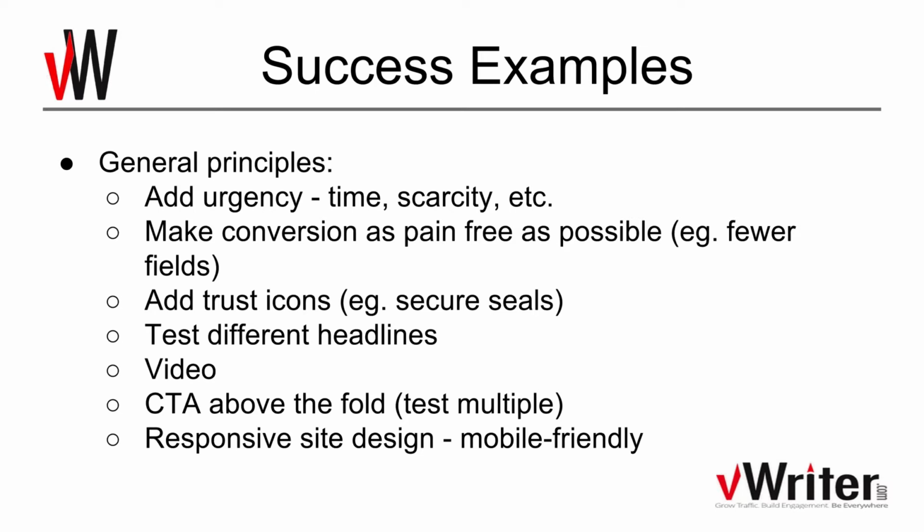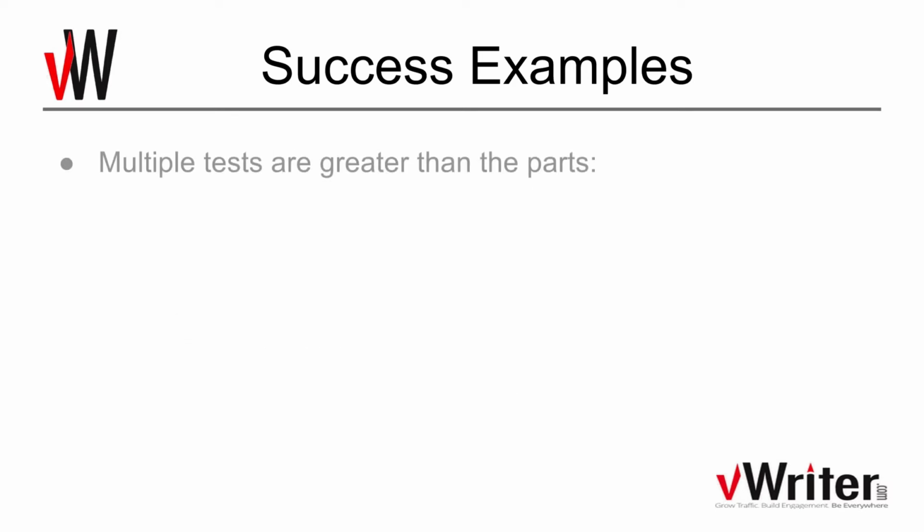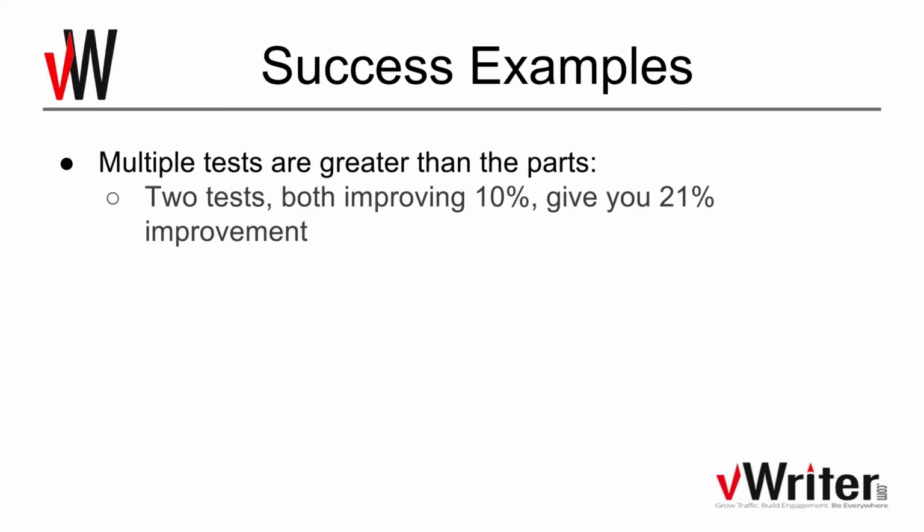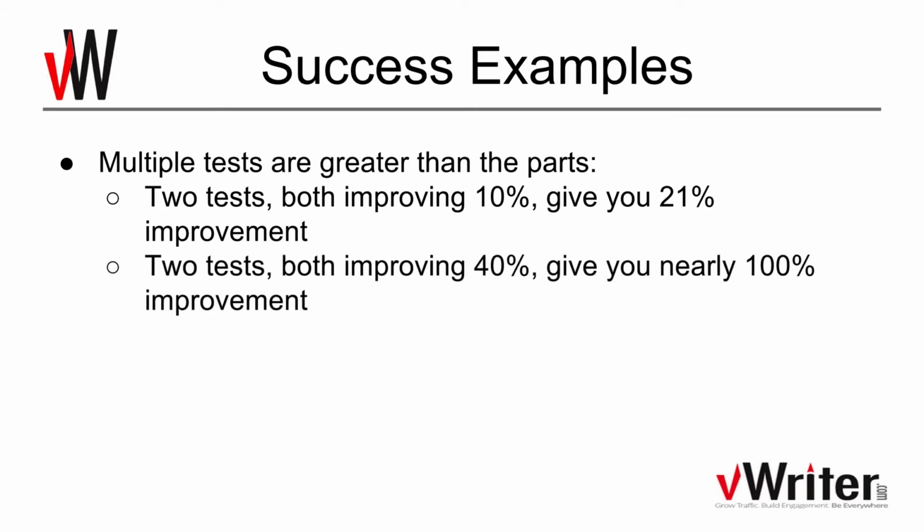And multiple tests are greater than the sum of their parts. Individual tests will give you certain lifts, but together they combine to give you a bigger lift. So if you've run a couple of tests that both improve things by 10% each, they don't give you a 20% lift as you might expect, but instead a 21% improvement overall. And those compounding figures get bigger the bigger the percentage improvements are in each test.